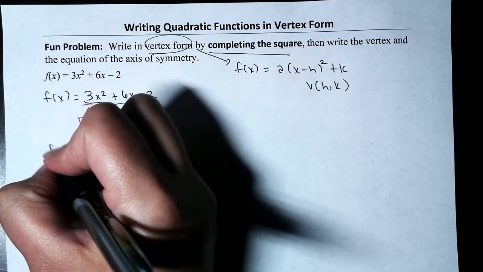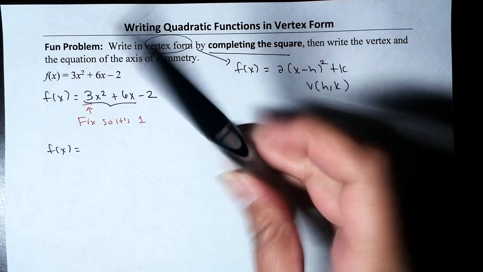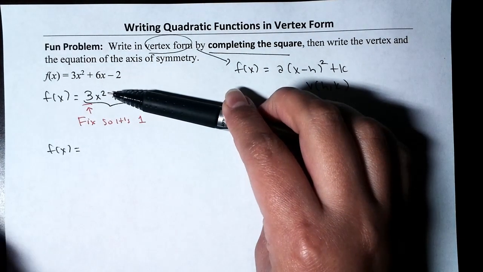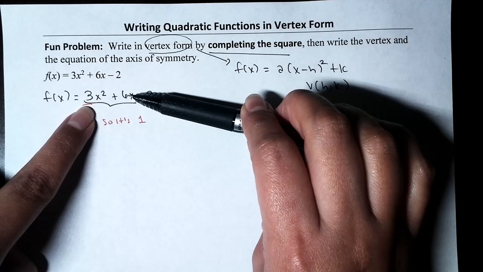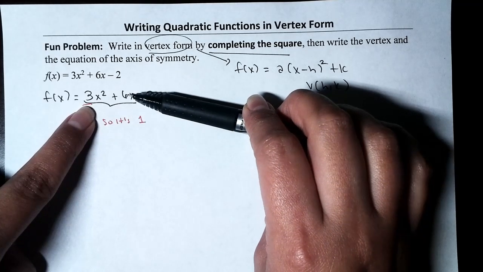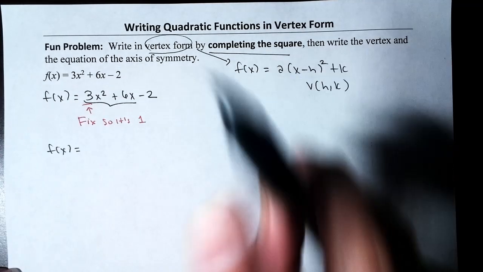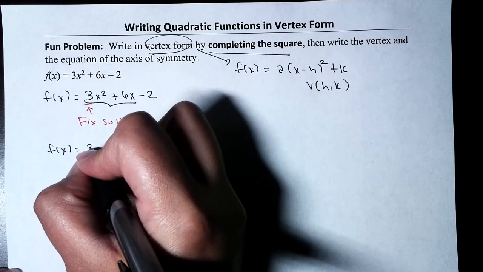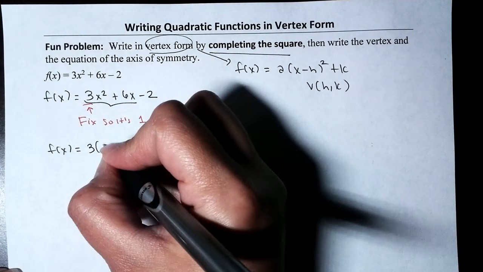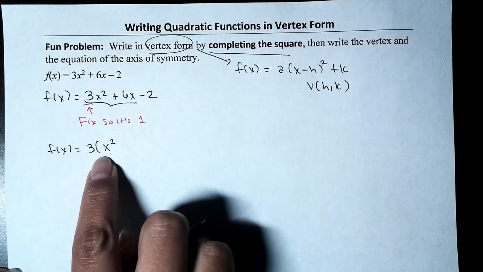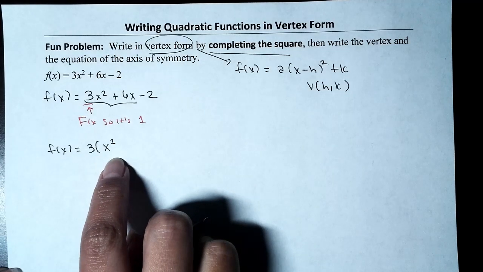So we have f of x equals, and the only way we're going to fix it so the leading coefficient is 1 is if we factor out a 3, regardless of whether it goes into 6 or not. It will be nice if it does, but if it doesn't, who cares? We want it to be 1. So we're going to factor out a 3. 3x squared divided by 3, look at that, x squared. The number in front of x squared is 1.